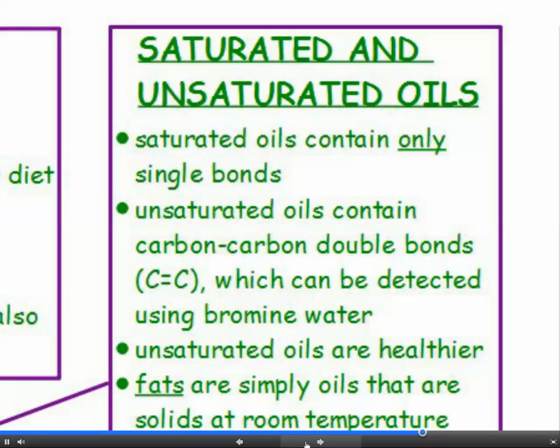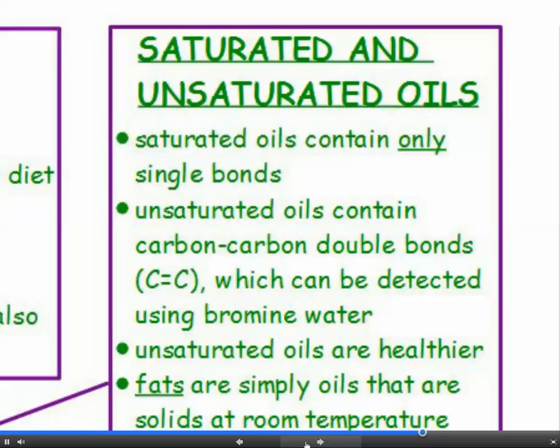So what's the difference between saturated and unsaturated oils? Now, we've talked about saturated and unsaturated hydrocarbons. Well, the distinction is the same. Saturated oils contain only single bonds. There's that crucial word only, just as saturated hydrocarbons contain only single bonds. Unsaturated oils contain carbon-carbon double bonds, which can be detected using bromine water, which is decolorized. Don't forget the correct term is decolorized.